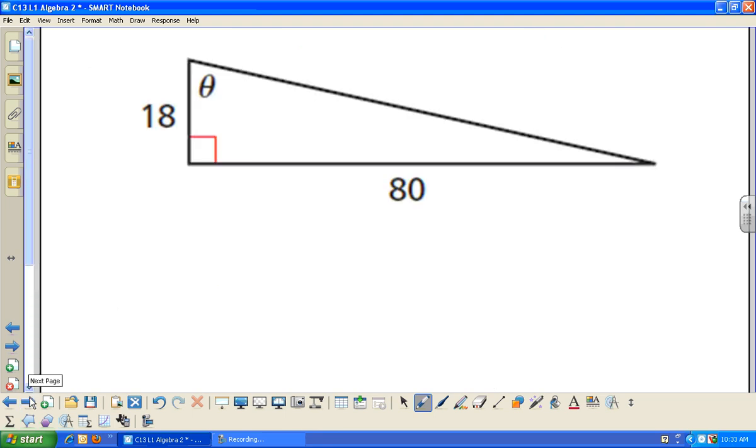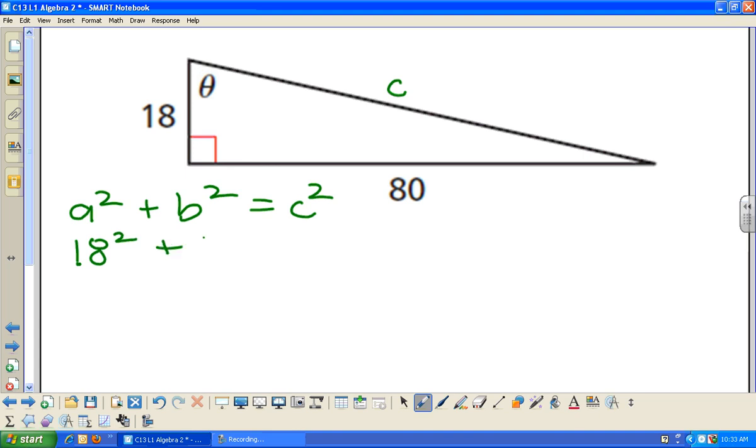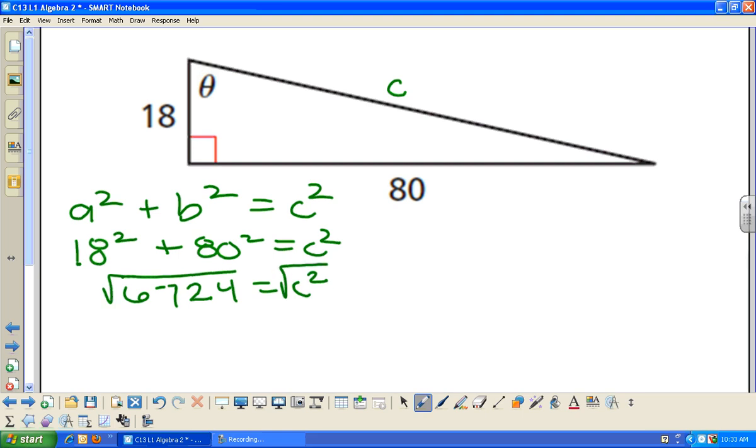So if I want to find the 6 trig functions for this triangle, the first thing I have to do is find my hypotenuse. This is where I'm going to use the Pythagorean theorem. A squared plus b squared will equal c squared. So in this equation, 18 squared plus 80 squared will equal c squared. 18 squared plus 80 squared is 6,724. So in order to get c all by itself, I have to take the square root on both sides of the equation. So c is equal to 82.